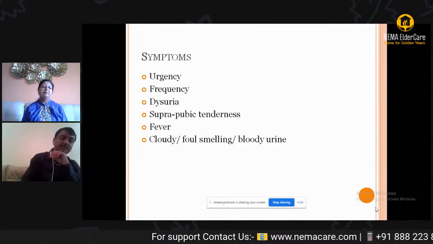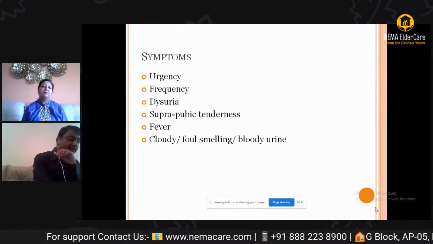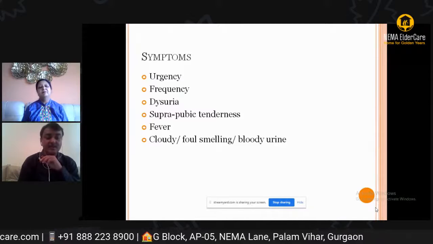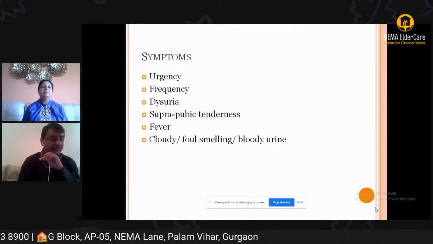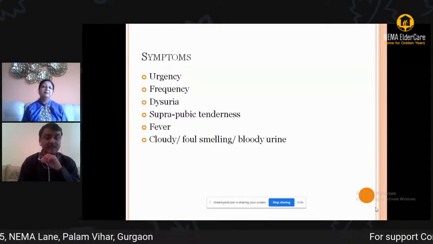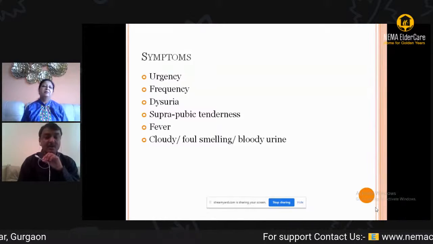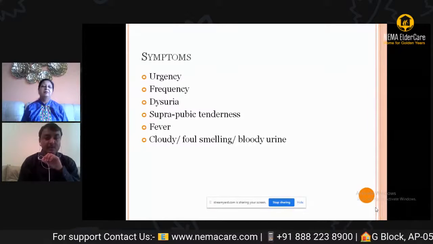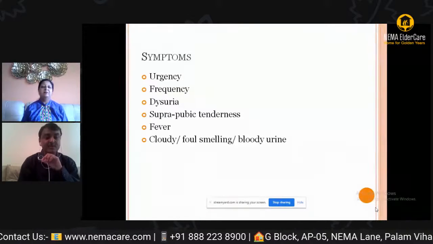Coming to the symptoms of a urinary tract infection, the symptoms may be specific to the urinary tract, but there's a problem in the elderly that the symptoms sometimes are very non-specific or maybe vague. In that case, it becomes all the more difficult to approach or to diagnose a patient with a urinary tract infection.